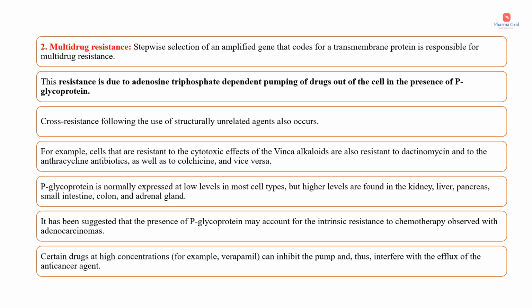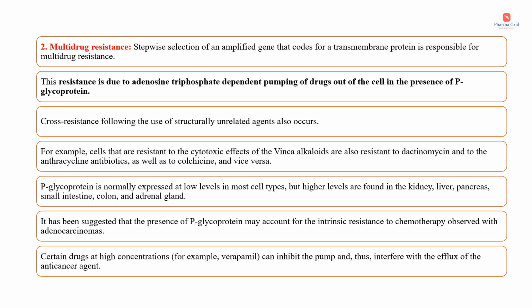Then multi-drug resistance. Stepwise selection of an amplified gene that codes for a transmembrane protein is responsible for multi-drug resistance. This resistance is due to adenosine triphosphate dependent pumping of drugs out of the cell in the presence of P-glycoprotein. Cross resistance following the use of structurally unrelated agents also occurs. For example, cells that are resistant to the cytotoxic effects of the Vinca alkaloids are also resistant to dactinomycin and to the anthracycline antibiotics, as well as to colchicine and vice versa.